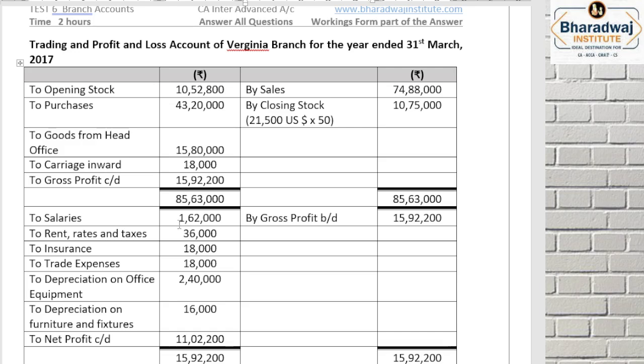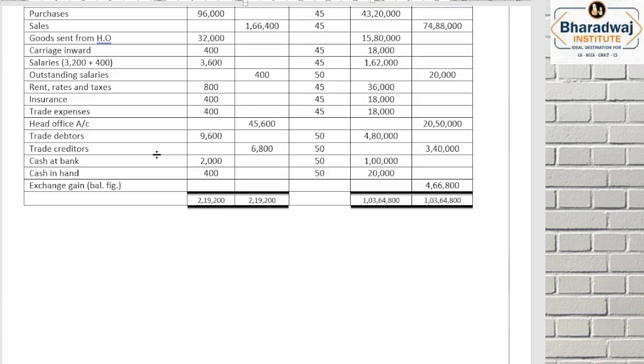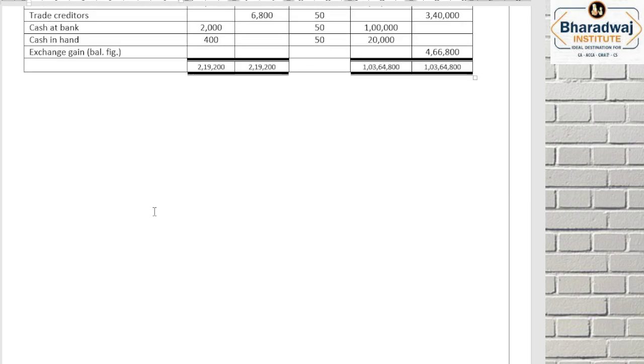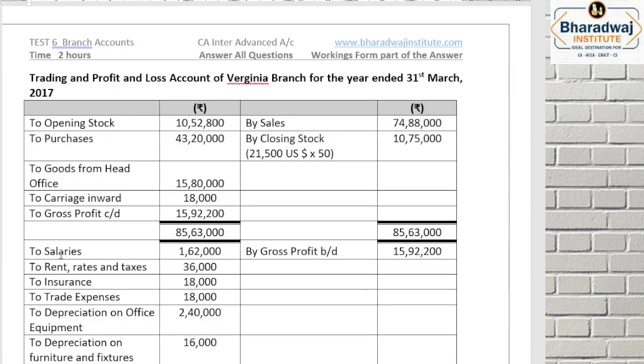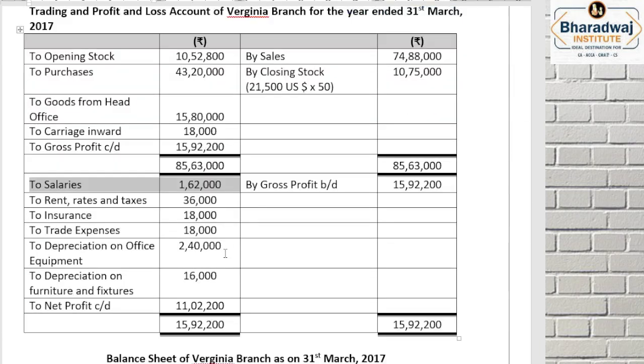So here the outstanding expenses are already included. Yeah. Salary, we have already included outstanding expenses. No need to add here. The salary is including the outstanding expenses, the converted value.